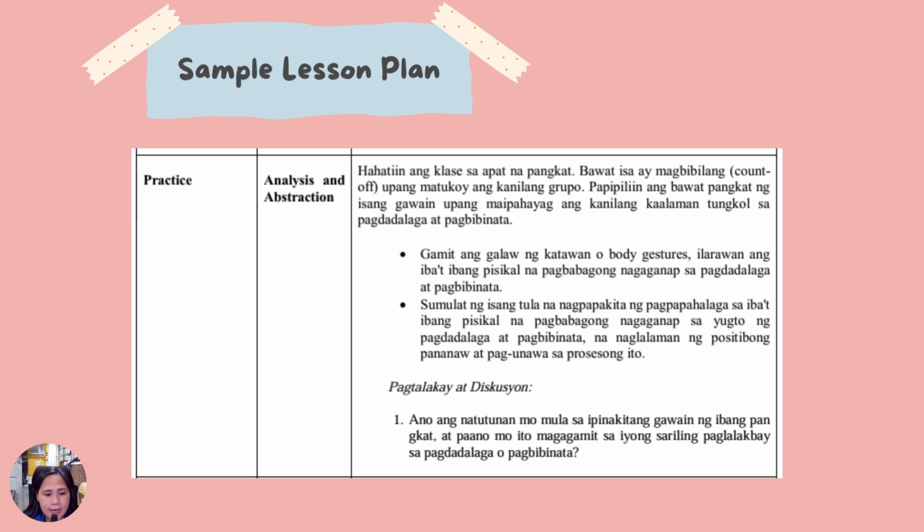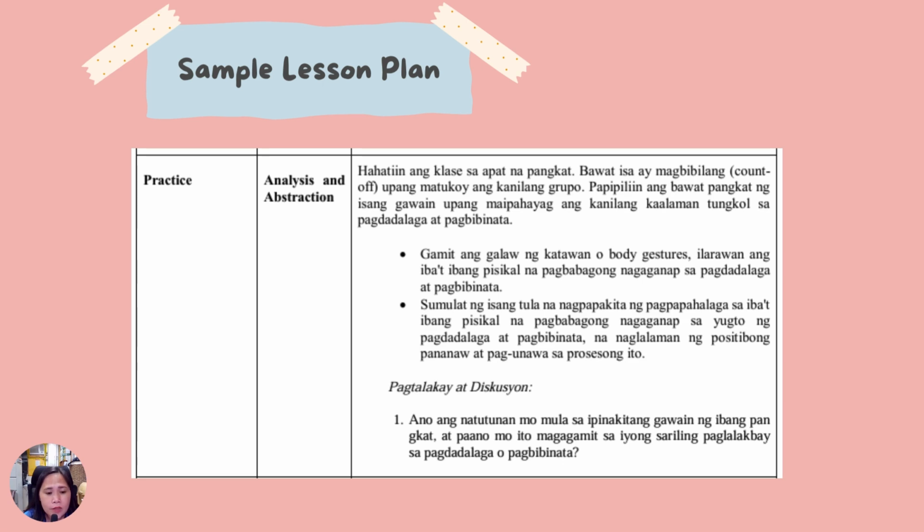So in this case, I have here, hahatiin ang klase sa apat na pangkat. Bawat isa ay magbibilang, that is counting off, upang matukoy ang kanilang grupo. Take note that in differentiated instruction, we have flexible grouping. So in my practice component, it is a random manner of grouping because it's counting off. They don't have any choice. Papipiliin ang bawat pangkat ng isang gawain upang maipahayag ang kanilang kaalaman tungkol sa pagdadalaga at pagbibinata.